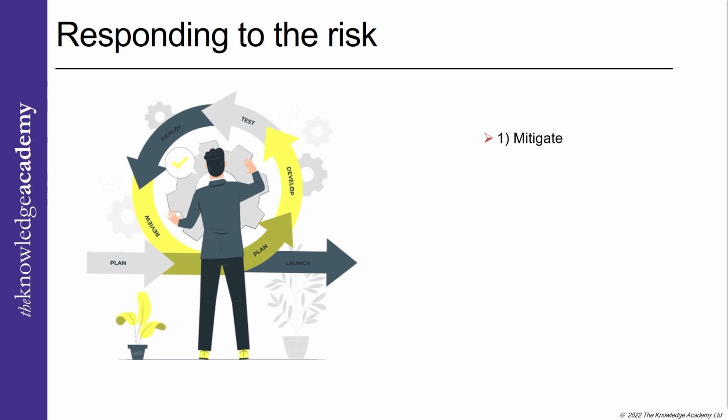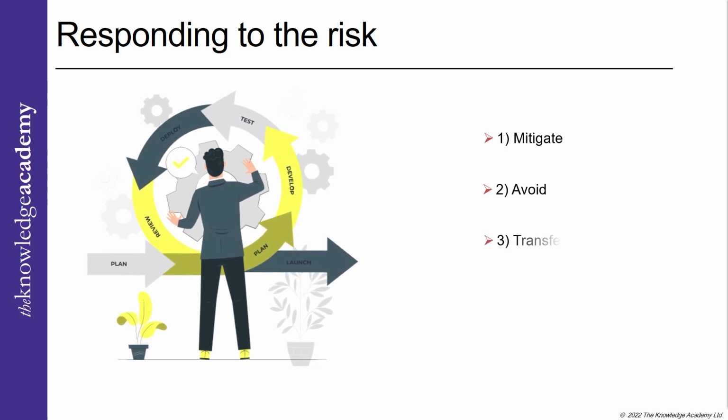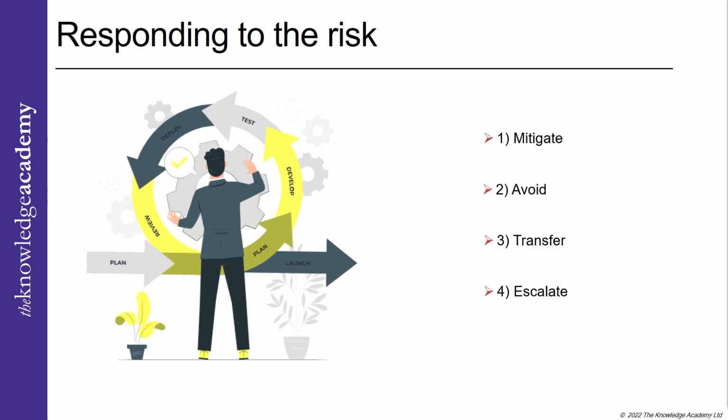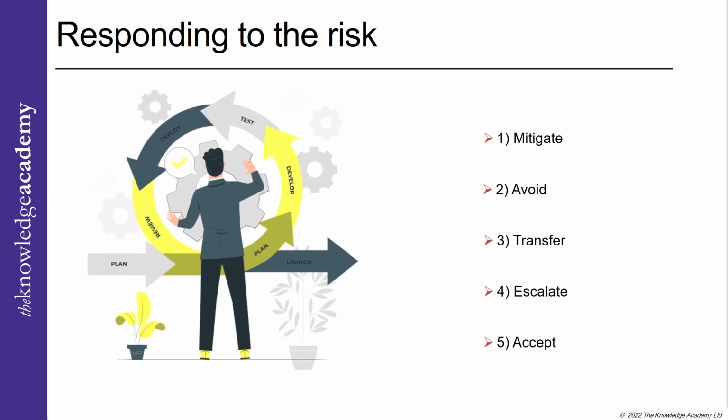Mitigate. It is to try to decrease the chances of this risk occurring, or if it does, try to reduce its impact. Avoid. Eliminate the risk or its consequences by modifying the project's strategic plan. Transfer. You can transfer this risk to a third party, like an insurance company. Escalate. Hand over the responsibility of managing this risk to higher management, as it is beyond the project manager's capabilities. Finally, accept. You document the risk.